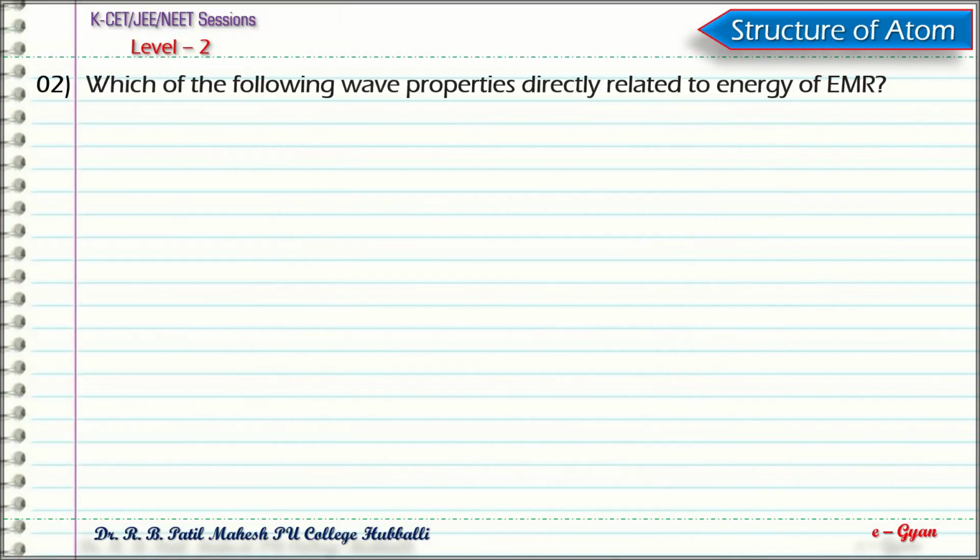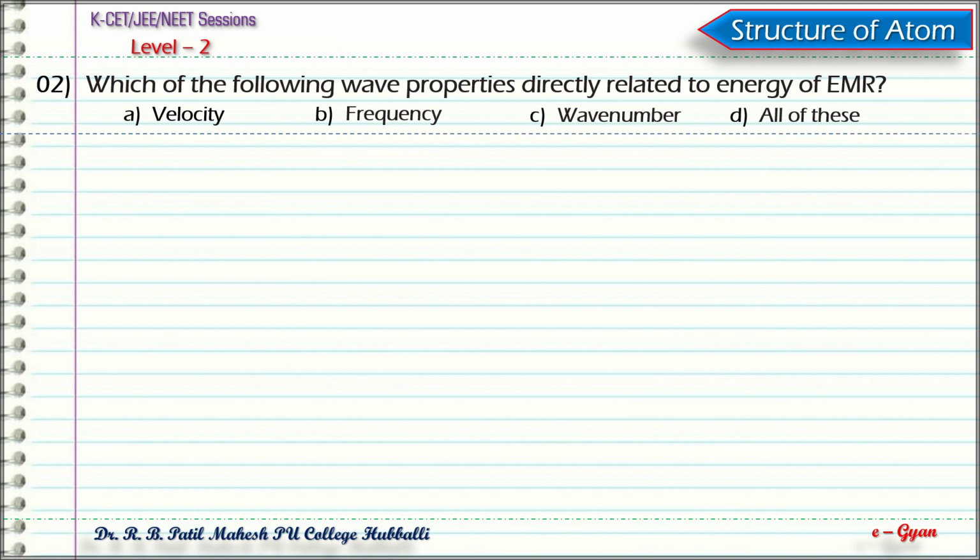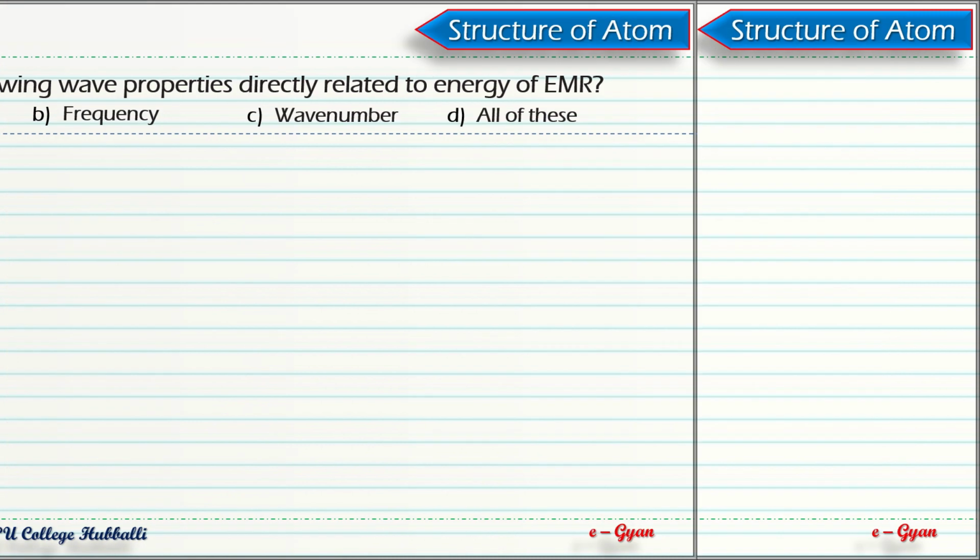Question number 2. Which of the following wave properties directly related to energy of electromagnetic radiation? Velocity, frequency, wave number, all of these. Dear students, energy of electromagnetic radiations according to Planck quantum theory is equal to h nu. That is, energy is directly proportional to frequency of electromagnetic radiation. Correct option is option B, frequency. Moving to the next question.